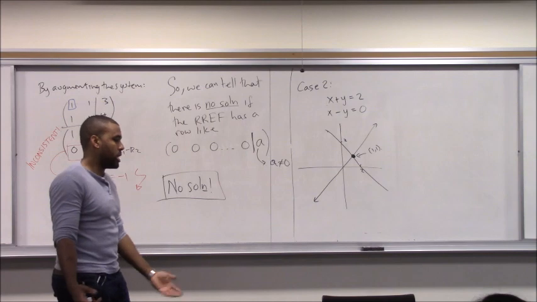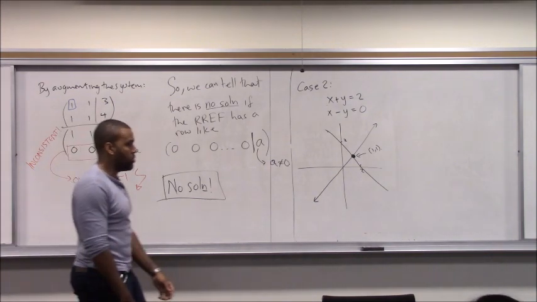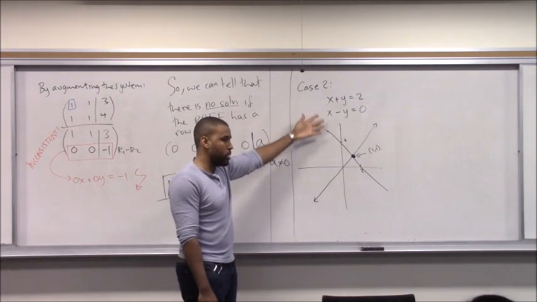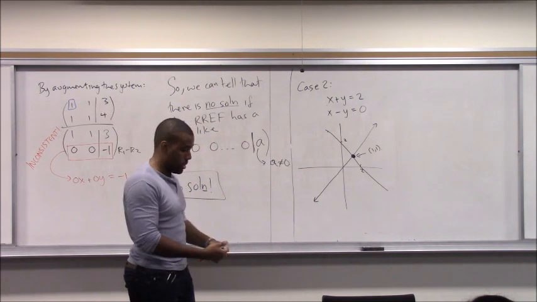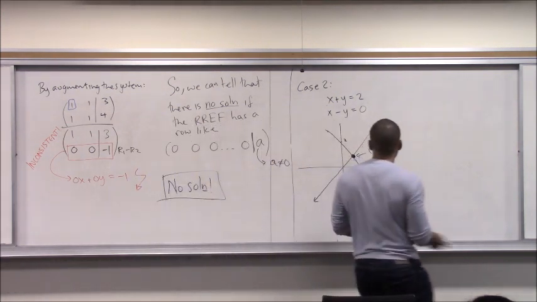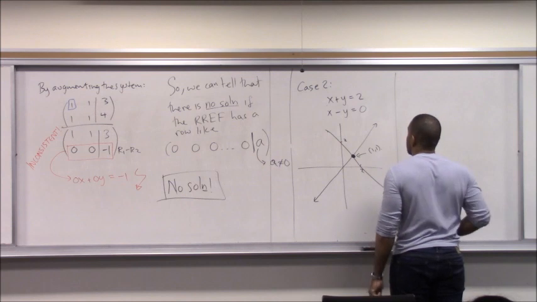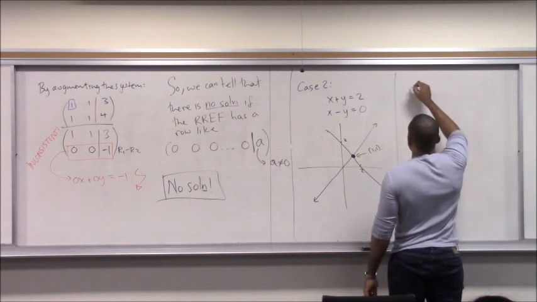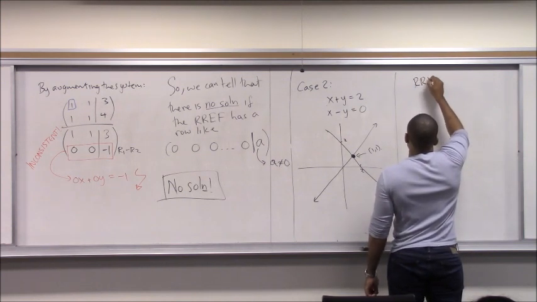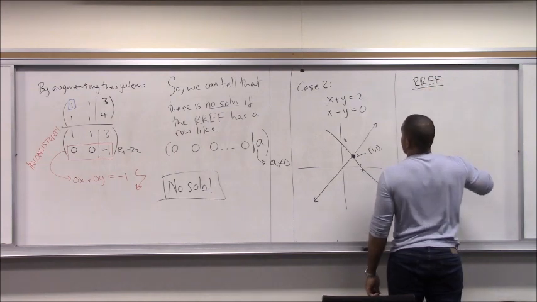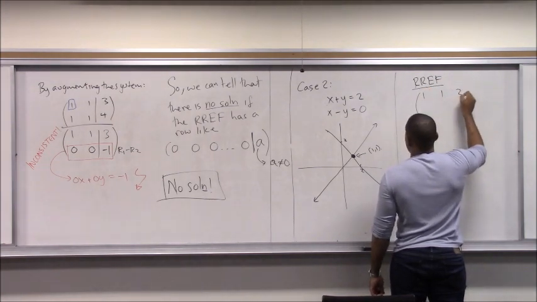But again, you don't always have the luxury of a picture. And it's very rare that they're going to ask you about a 2 by 2. They'll ask you about something larger. So how you can figure out there's a unique solution is, let's find the reduced echelon form. We can augment this system.